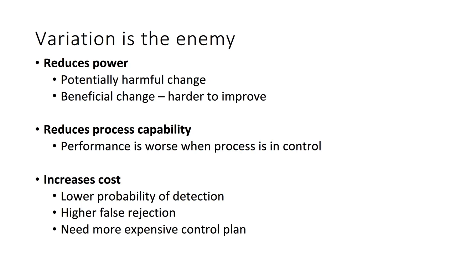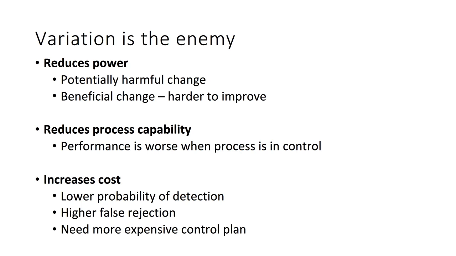Finally, as we showed in this video, variation increases costs. And there are several reasons for this. First, the lower probability of detection means there's an increased risk to patients, and this can be costly. Here I'm using cost in a generic sense to include the impact on diagnosis, prognosis, treatment, and outcomes. High variation leads to complex detection schemes that increase the false rejection rate. This too increases costs. And finally, based on the no free lunch principle, power is expensive.